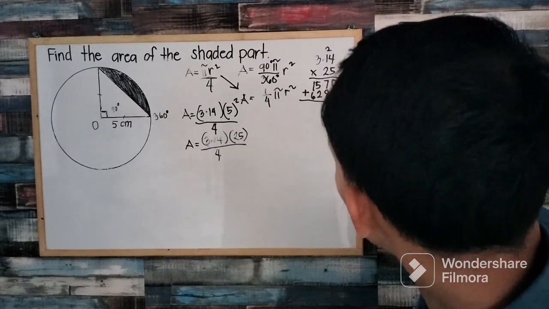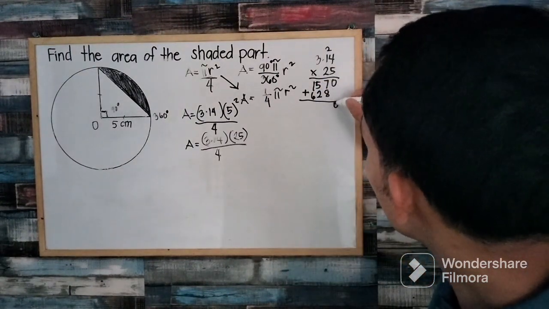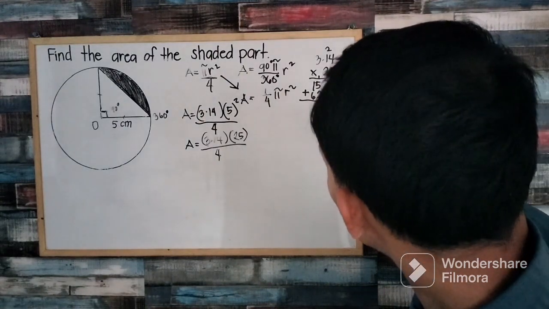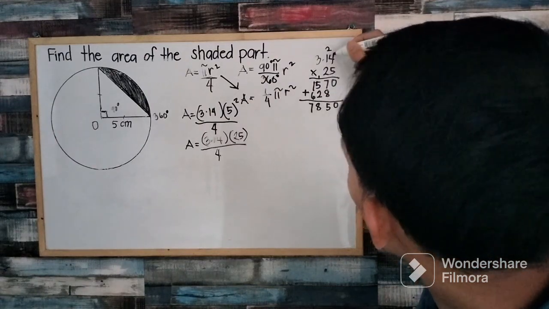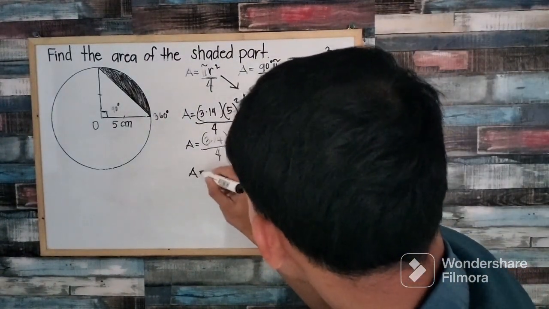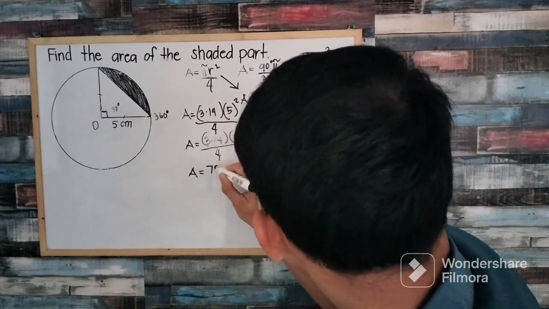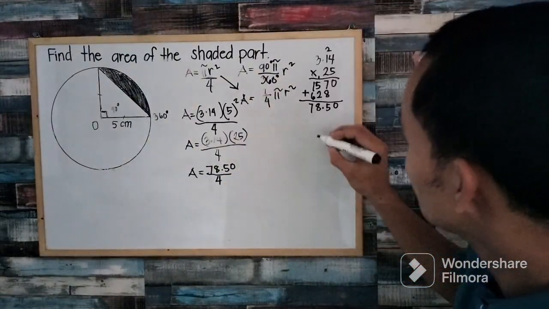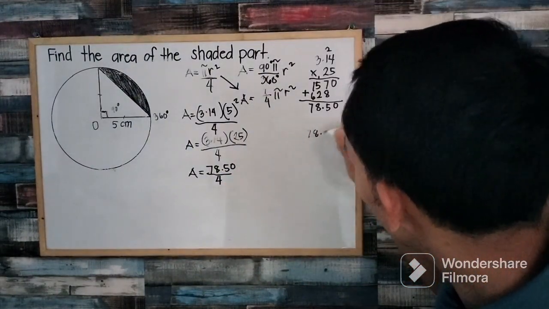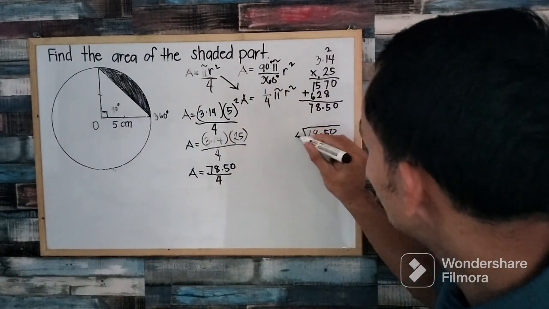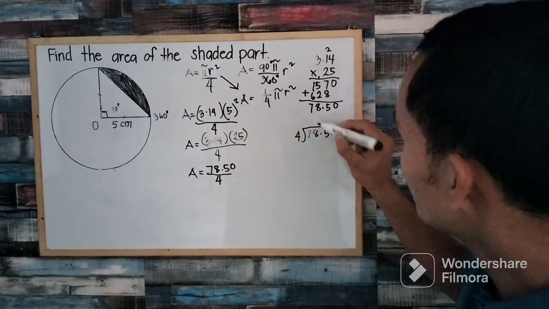And of course, we have to add the partial products. So 0, that is 15. Bring down 5, carry 1. That is 8. And this is 7. And we have to count the number of decimal places here. So 1, 2, 1, 2. So the answer is area is equal to 78.50 divided by 4. Okay? So we have to divide 78.50 divided by 4. So that is 7 divided by 4, that is 1.